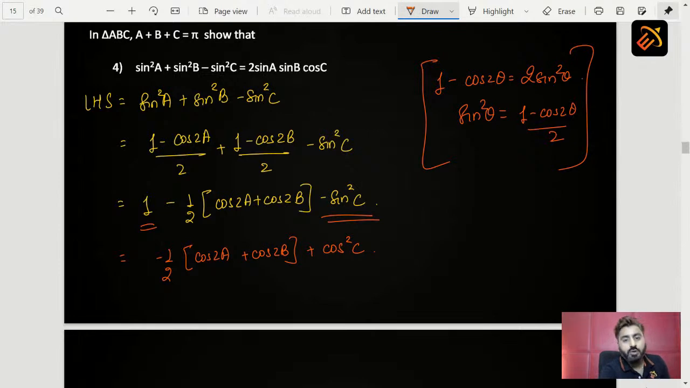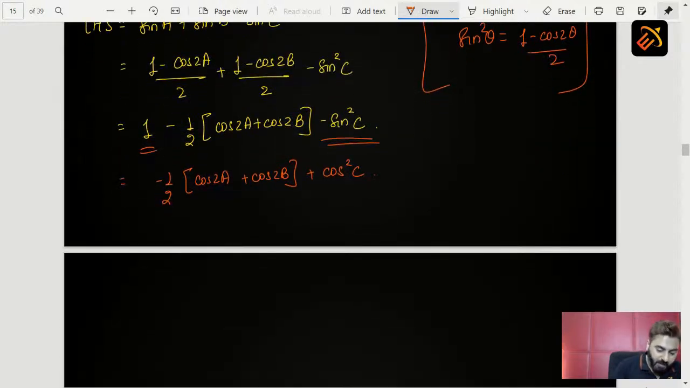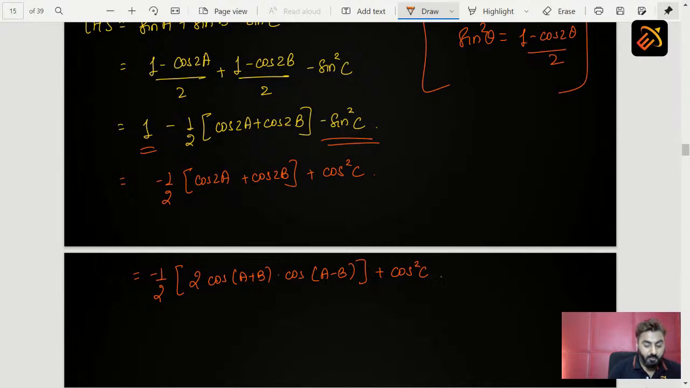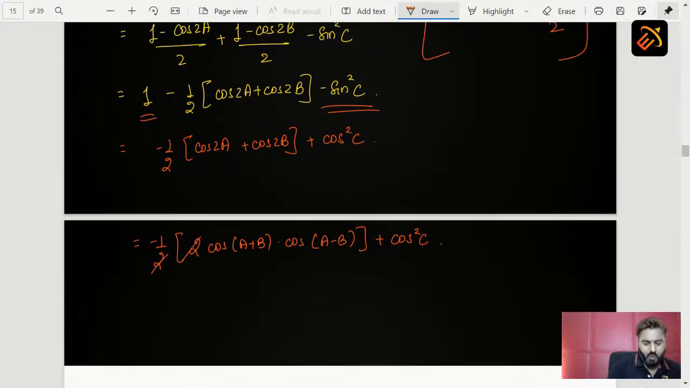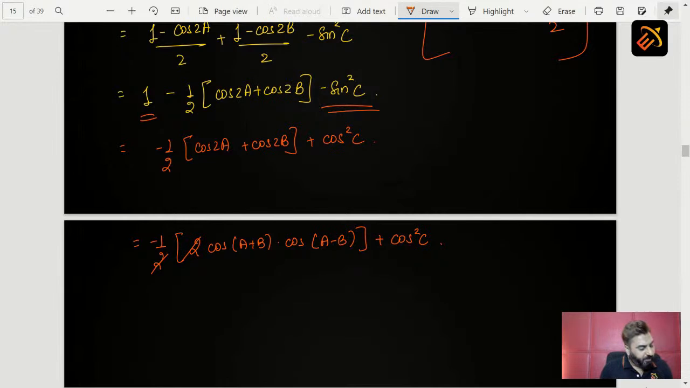Now, what is cos plus cos? We all know that cos plus cos is 2 cos cos. So here we get minus 1/2 into 2 cos of (2a plus 2b) by 2, that is a plus b, into cos of a minus b, plus cos square c. 2 gets cancelled. What is cos of a plus b? So cos of a plus b is basically minus cos c.